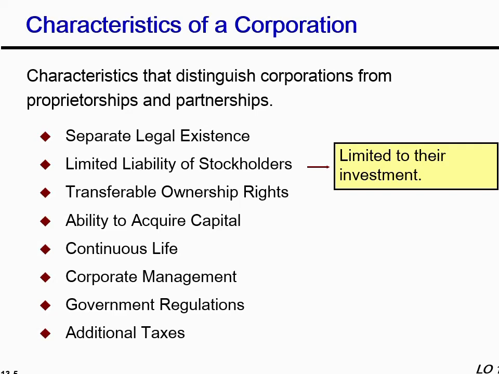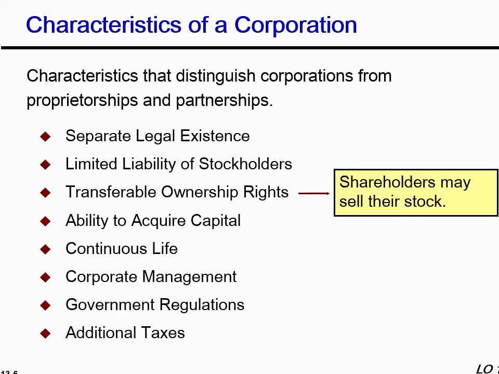The third characteristic or advantage is known as transferable ownership rights. In case of proprietorship, because it's one person, it's not possible for him to transfer his ownership. So either he will close the business or he will completely sell the business to someone else. In case of partnership, whenever a partner wants to withdraw from the business or leave the business, the partnership contract comes to an end and a new contract is formulated.